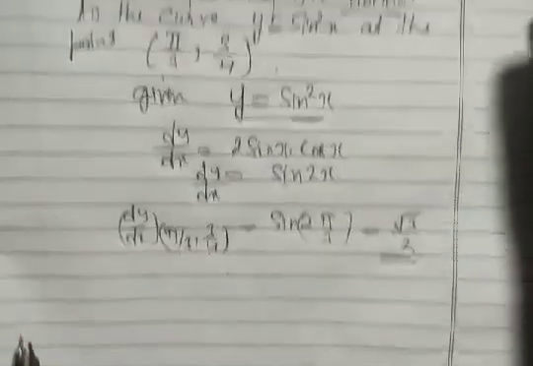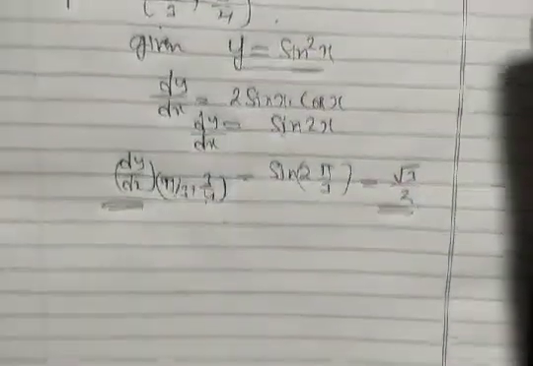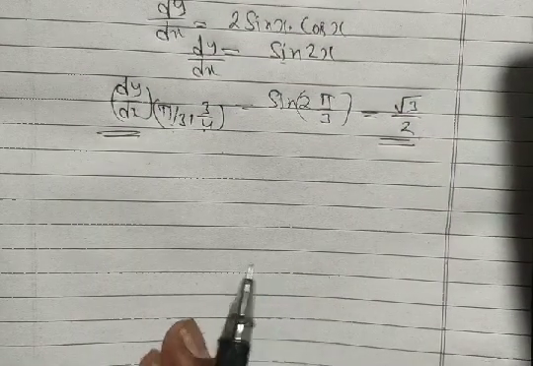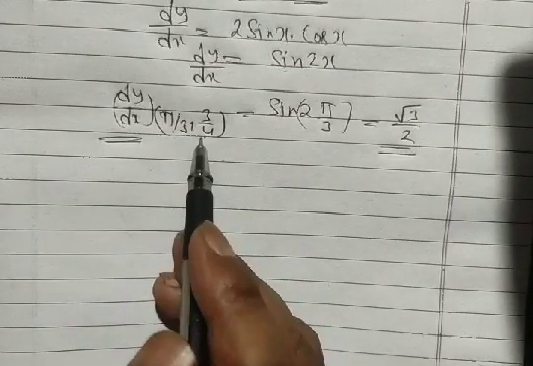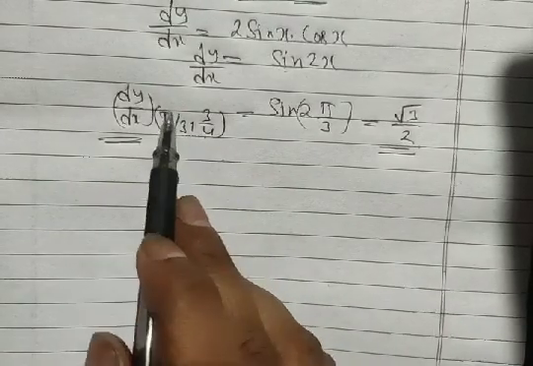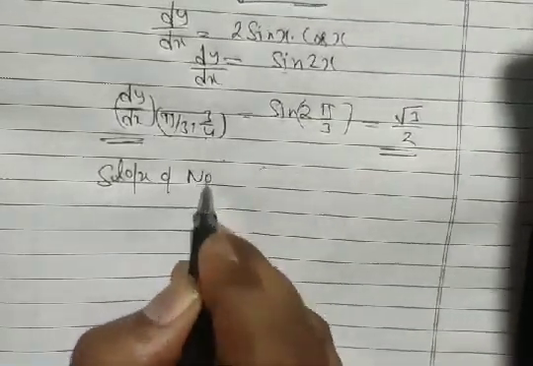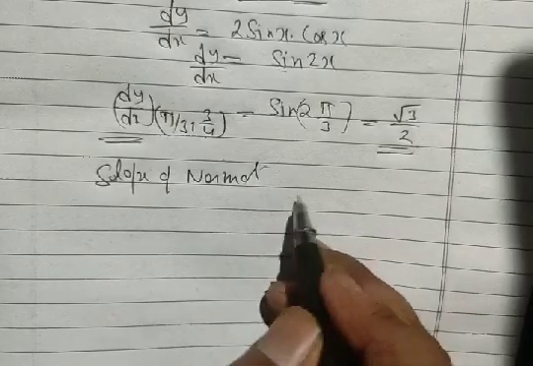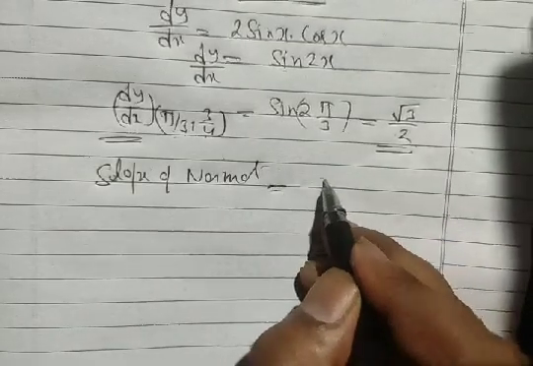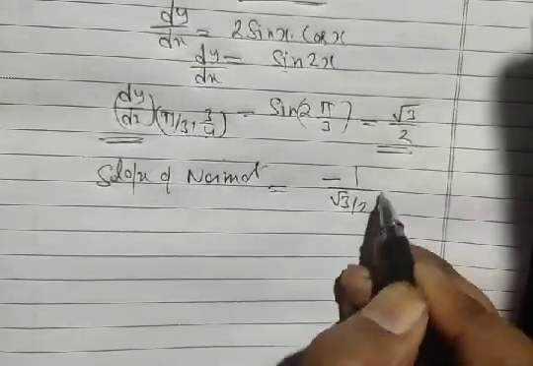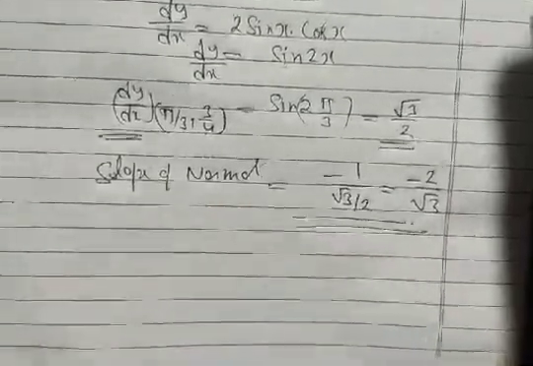This is our slope of tangent, but here we have to find the equation of normal. So we have to get the slope of normal. We can use the formula minus 1 upon dy/dx. Since the slope of tangent is root 3 by 2, our slope of normal is minus 1 upon root 3 by 2, which gives minus 2 upon root 3.